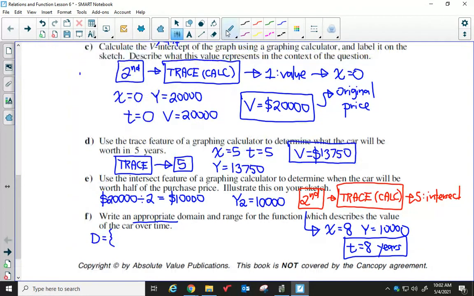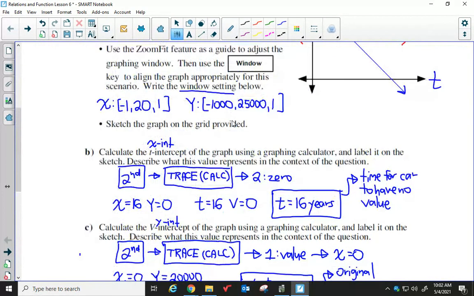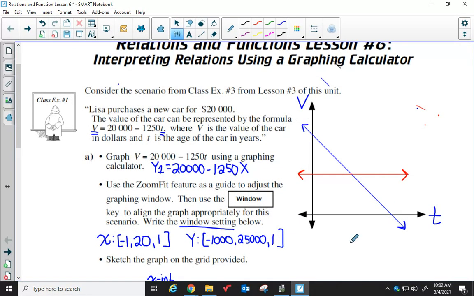Okay, now you have to make physical sense of what's going on here. So for the domain, it doesn't make any sense to write down any negative time values. So your t values would start at time equals 0, and it would end after 16 years, when the car no longer has any value. I don't want the time to go beyond that.